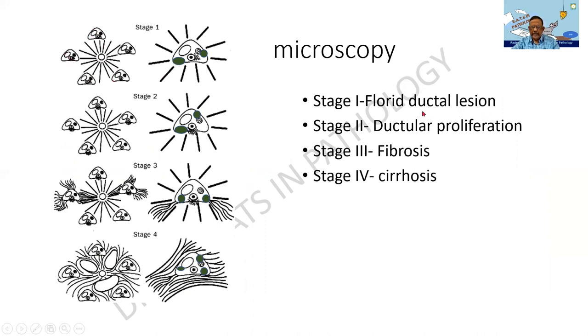And in the initial stage, there is a florid ductal lesion. So around the duct, you find that there will be a lot of inflammation. I showed you in the last picture. Then there is a ductular proliferation. The green insets are the lines of proliferation.